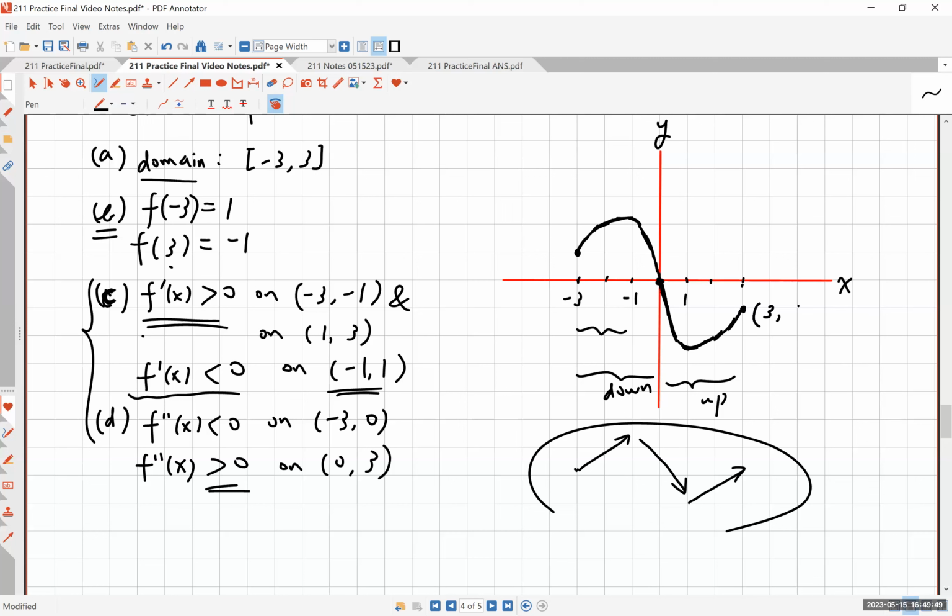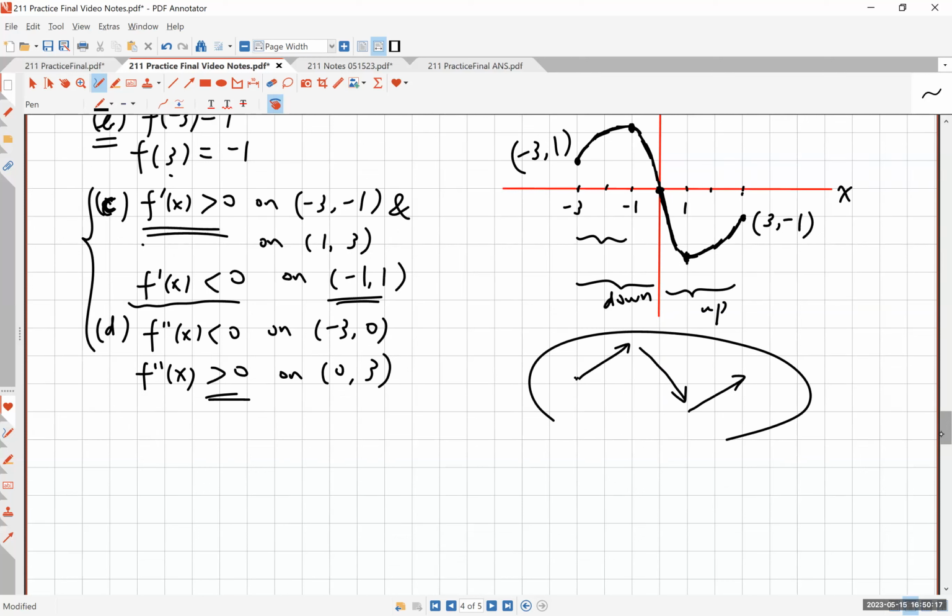It has to end at 3, -1, and it has to start at -3, 1. This is the lowest point, and this is the highest point. Because it has to be increasing here, increasing here, and decreasing here, that is an example of a solution for number 10. This segment will stop here, and in the new segment of this video, we'll start at number 11.